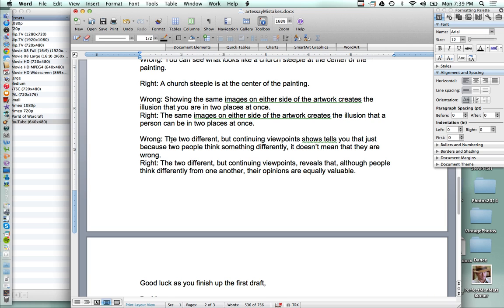And here's another one. The two different but continuing viewpoints tells, this was a mistake that the student made, not proofreading well enough, you that just because two people think something differently, it doesn't mean that they are wrong. And this mixes second person, third person, all kinds of crazy stuff. But it would be better just to write directly, the two different but continuing viewpoints reveals that although people think differently from one another, their opinions are equally valuable.